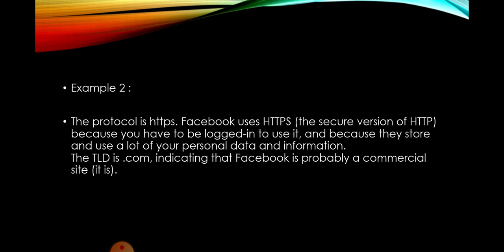Example number 2. The protocol is HTTPS. Facebook uses HTTPS, the secure version of HTTP, because you have to be logged in to use it, and because they store and use a lot of your personal data and information. The TLD is .com, indicating that Facebook is probably a commercial site. It is.